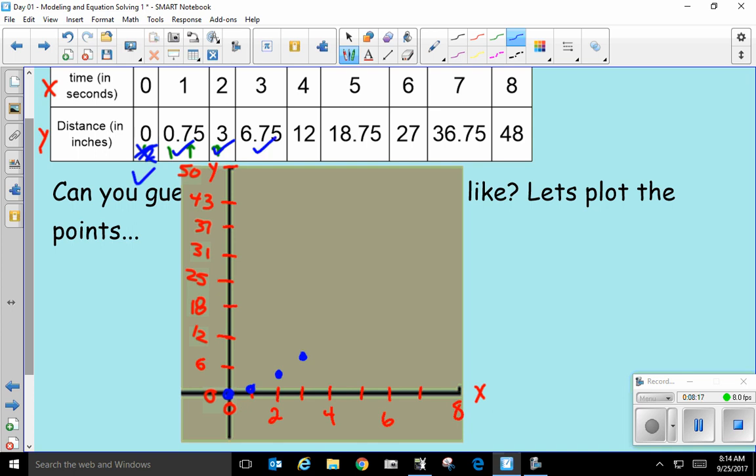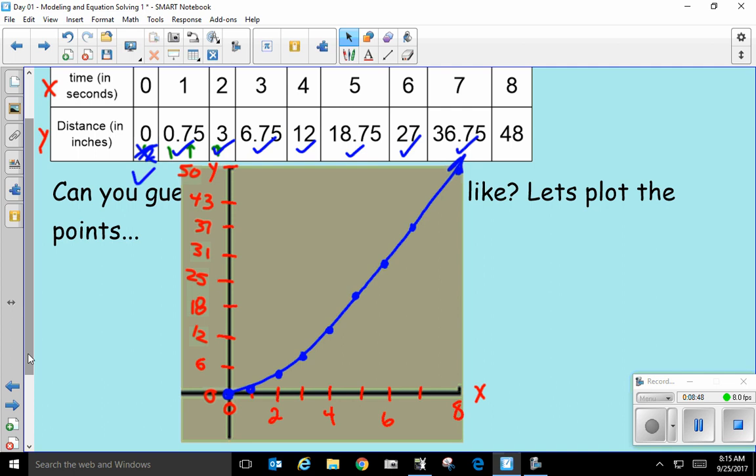4 and 12, right here. 5 and 18, right here. Guys, we are doing well here. 6 and 27. 6 will go a little bit above 25, go to 27 right here. 7 and 36. I go to 7, and it's just about 37, we'll call it. Right there. And 8 and 48, that's almost at the top there. I mean, that is nice, perfect.